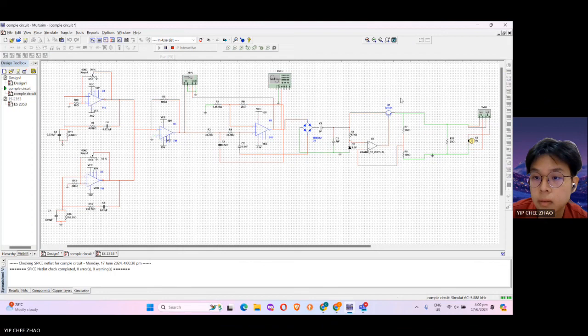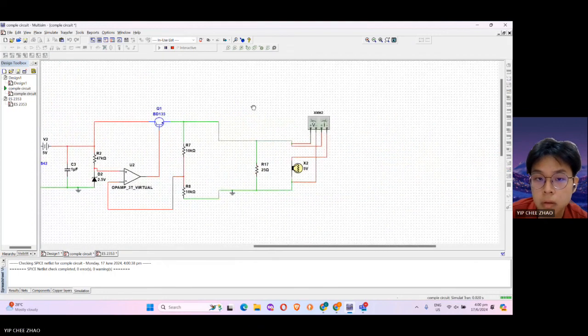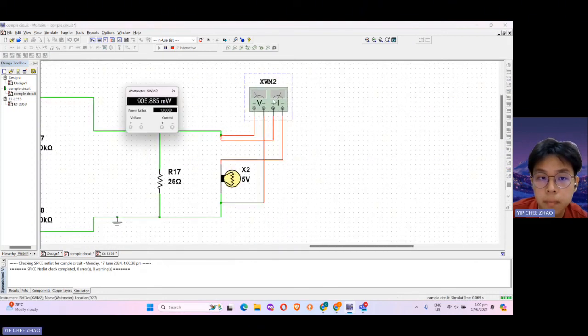Run it. You can see the output. The output is 906 millivolt. This comprehensive flow ensures the circuit has two input oscillators, processes them, and provides a stable output to drive a load while allowing measurement and adjustment.